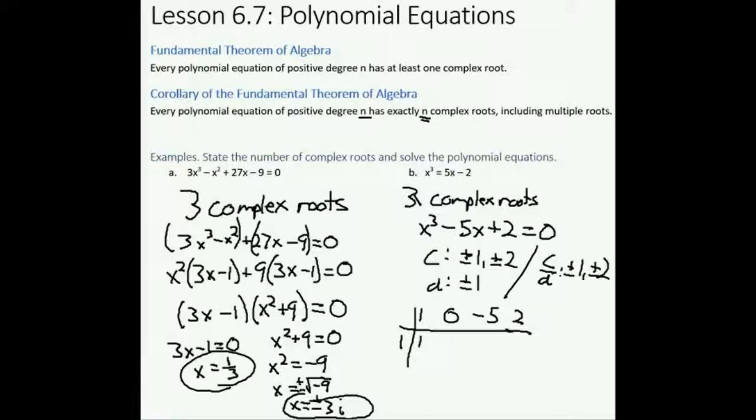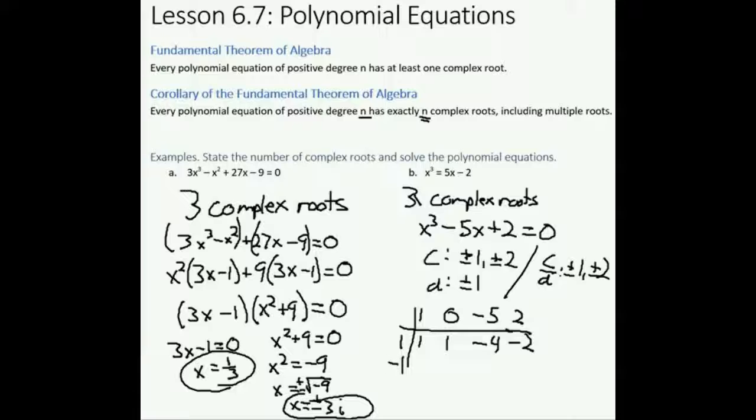I forgot I didn't show this shortcut method yet, but we bring down our 1, and then we do this. Still, we multiply, add. 1 times 1 is 1, plus 0 is 1. 1 times 1 is 1, plus negative 5 is negative 4. 1 times negative 4 is negative 4, plus 2 is negative 2. So that one does not work. Remember, we want to get a 0.